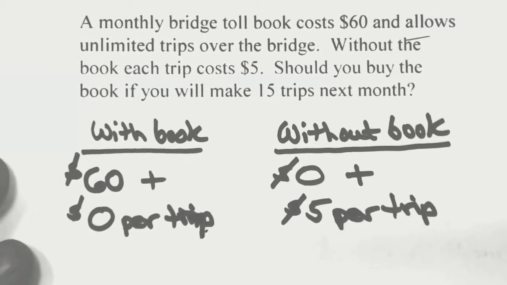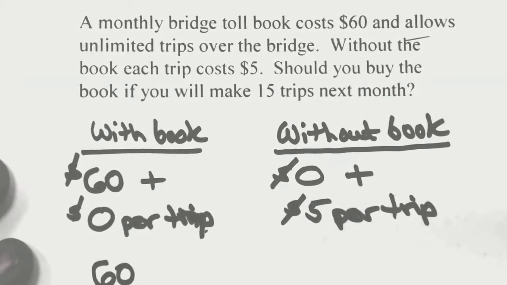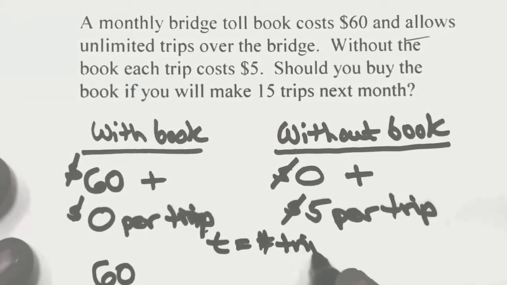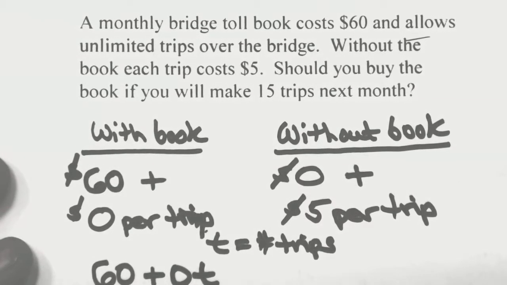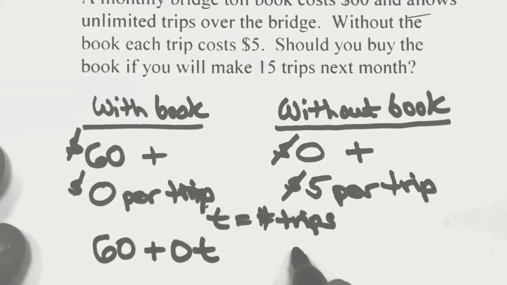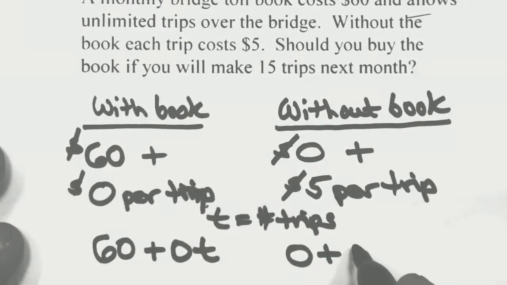Okay, well, let's put the cost together here. The idea is similar to what we've done before. With the book, we're paying $60 up front. Let's say t equals the number of trips. We do need that variable, so there it is. Now, how much per trip here? Well, I'll put it down here, plus 0 times t. Many times folks would leave this off, but just to make it look like we've done before, here it is: $60 plus 0 times each of the trips. Now, on the other hand, over here, $0 up front, but plus 5 times the number of trips.